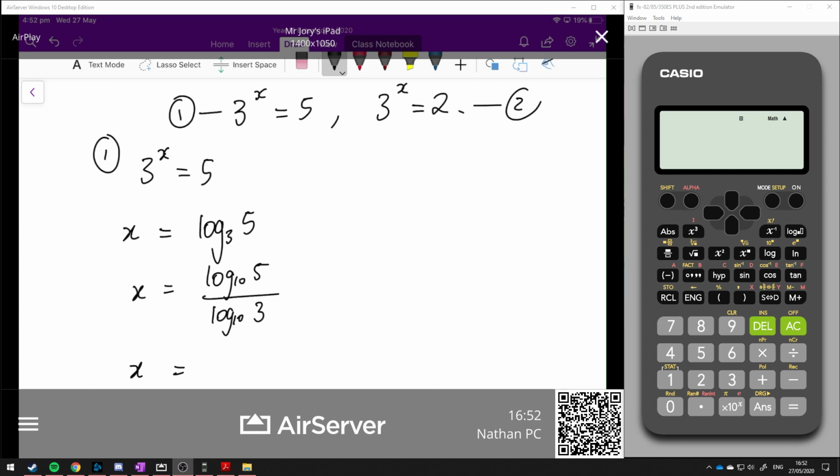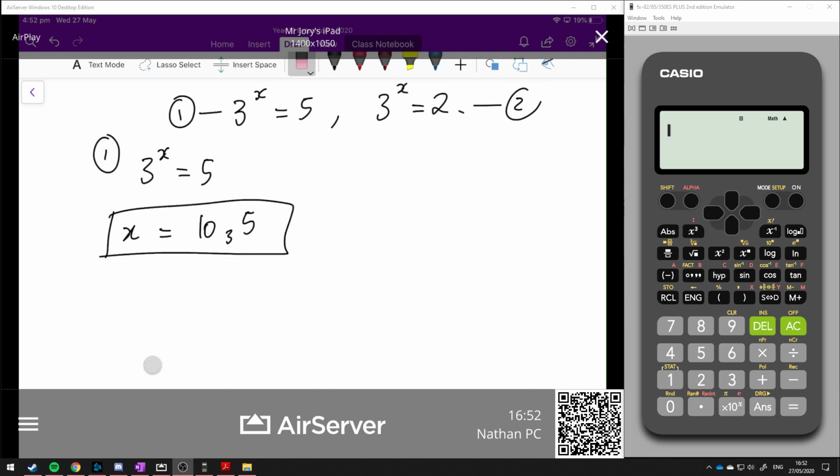Now, we don't actually have to go any further from here, okay? This answer here is more than enough. In fact, let's just leave it at that, because we're trying to find the exact values that make the equation above true. This is the value that makes that equation true. Now number 2, 3 to the power of x is equal to 2. Rearranging it into logarithmic form, we get x is equal to log base 3 of 2, okay? And so that's our two solutions.